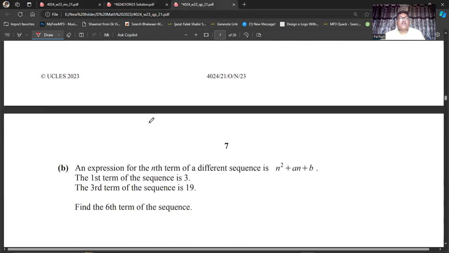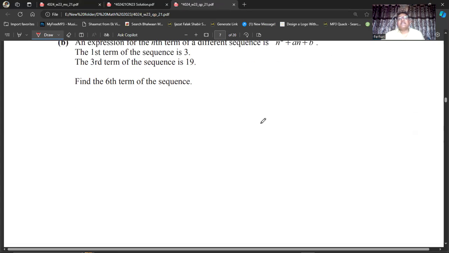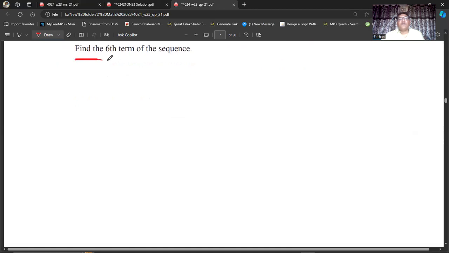Okay, so we are going to the next question, next part. This is question number 4, and it's B part. An expression for the nth term of a different sequence is n squared plus an plus b. The first term of the sequence is 3. So here, if in the place of n you put 1, the answer of this whole thing will be 3. The third term of the sequence is 19. So here in the place of n, if you substitute 3, this whole expression will be equal to 19. The question is find the sixth term of the sequence. So they want me to find out the sixth term of this sequence.